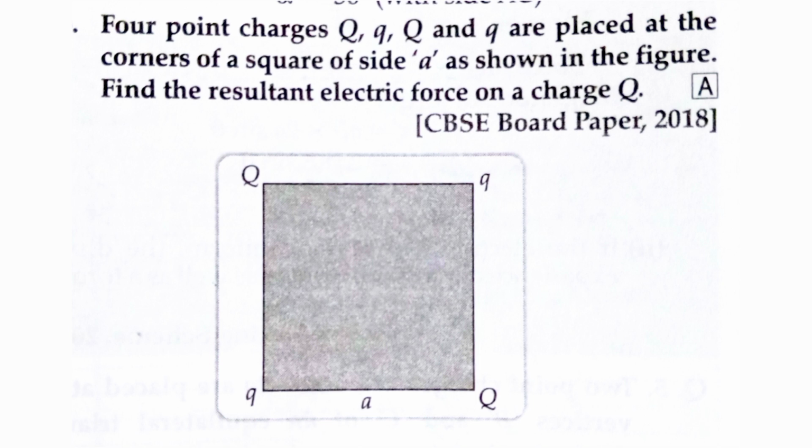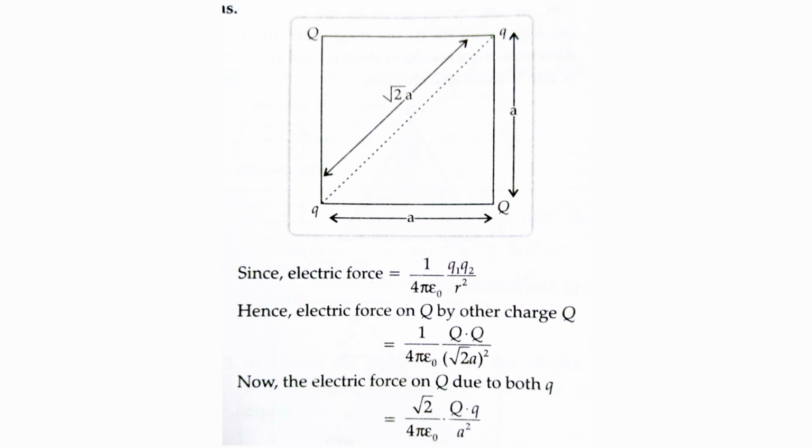In the diagram we can see that all the charges are placed at the corners of a square, and the side of the square is a. Now we have to answer the question. How can we find the electric force? The equation we have already studied from Coulomb's law: 1 by 4 pi epsilon 0 Q1 Q2 by r squared.